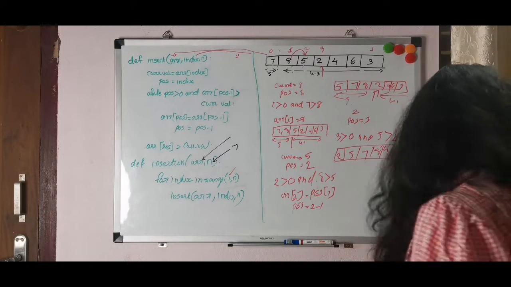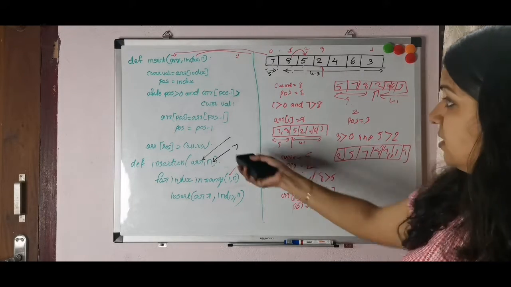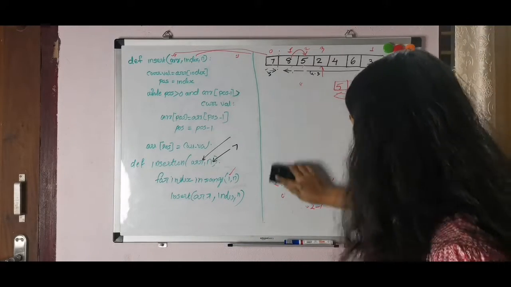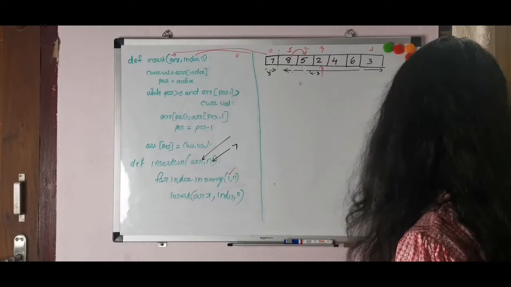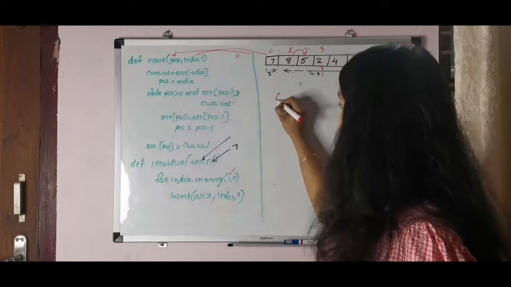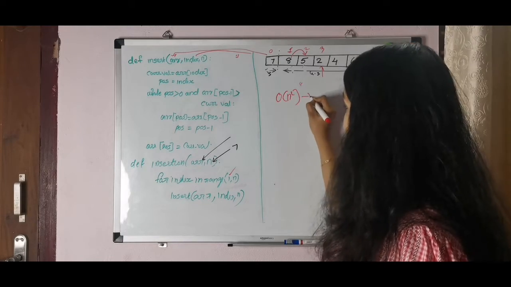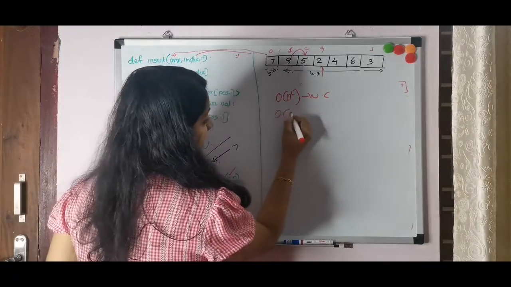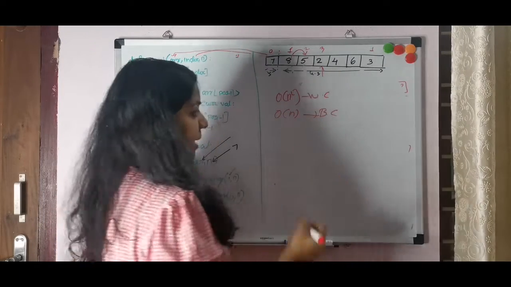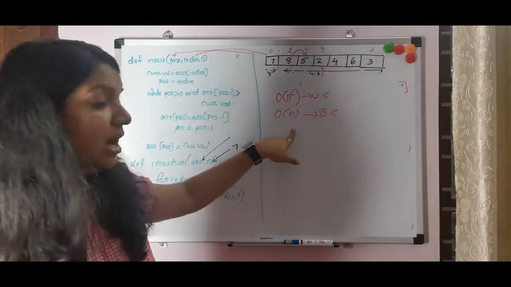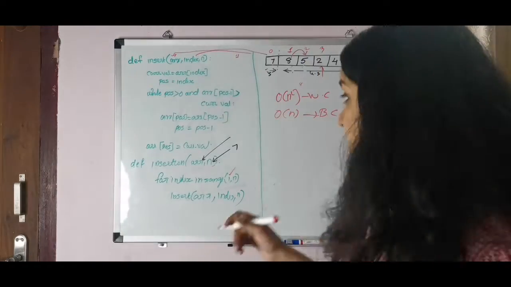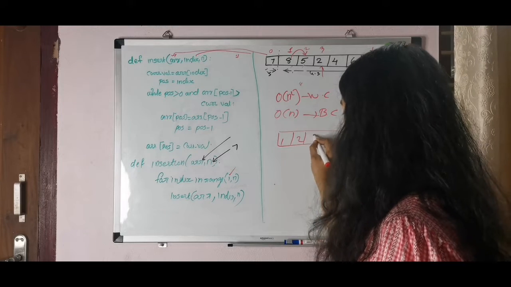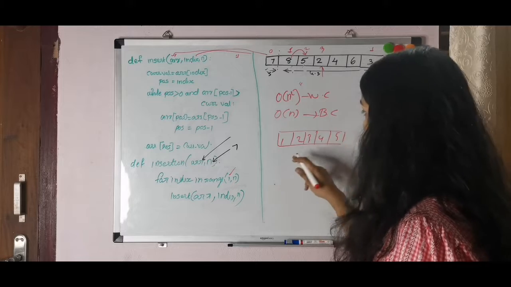If the array is already sorted, this is the condition for the array, and we already know big O of n square is the worst case time complexity and big O of n is the best case time complexity. So how will it work? You definitely want to understand that. For example, our array is 1, 2, 3, 4, 5. So this is our array.